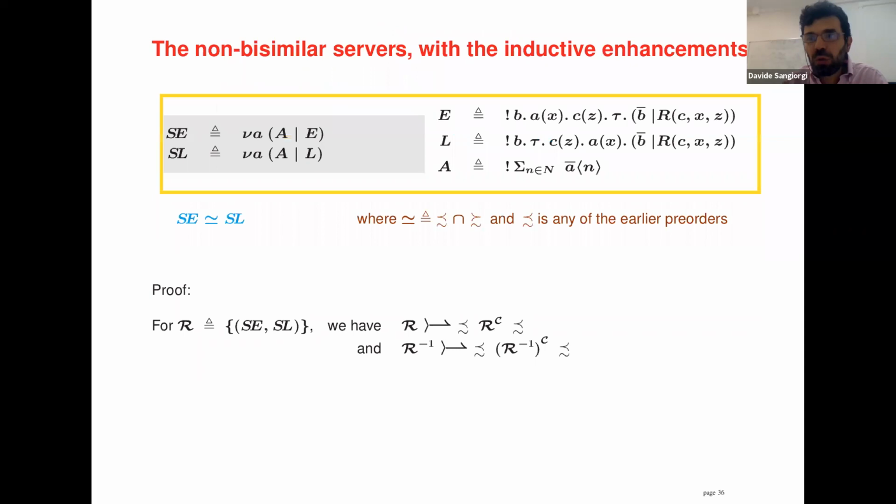Here are some examples of applications. I consider the previous two examples. This is the example that we've seen before of the eager and lazy systems that were not bisimilar, with a non-deterministic auxiliary server.